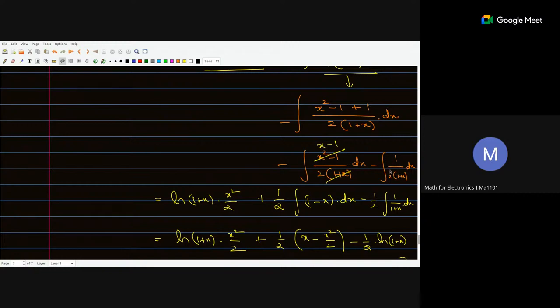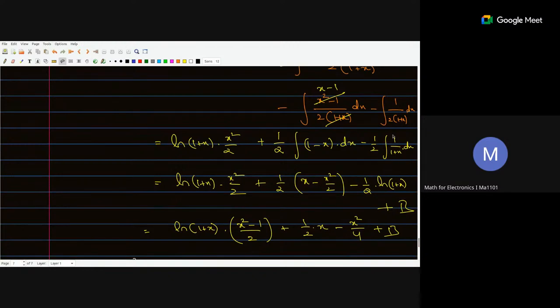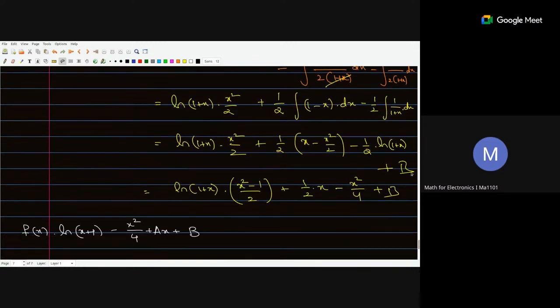And then this is as it is, right? This is just like that. And then integral 1 by 1 plus x dx will be ln 1 plus x. You can cross-check this by just differentiating this expression. Ln 1 plus x, if you differentiate this, you will get 1 by 1 plus x. So integral of 1 by 1 plus x dx will be ln 1 plus x. Okay. And if you integrate this 1 minus x, integral 1 dx is x, and minus integral x dx is x square by 2. So that will collectively become x minus x square by 2. There is half outside. So half times x minus x square by 2 minus half times ln x plus 1, and there will be a constant.